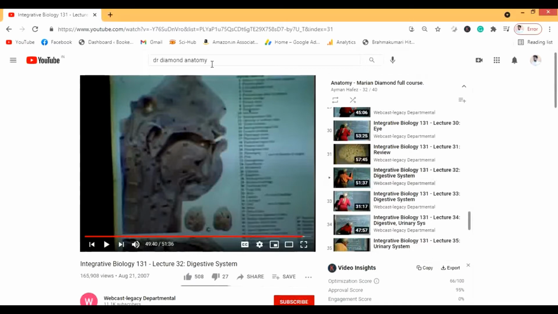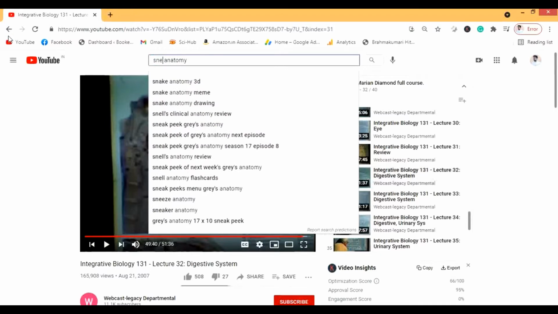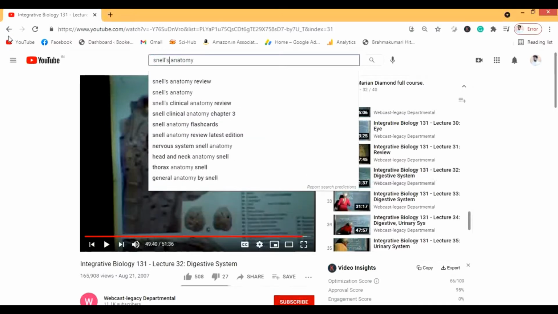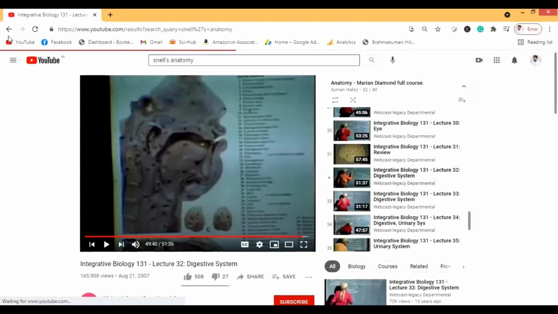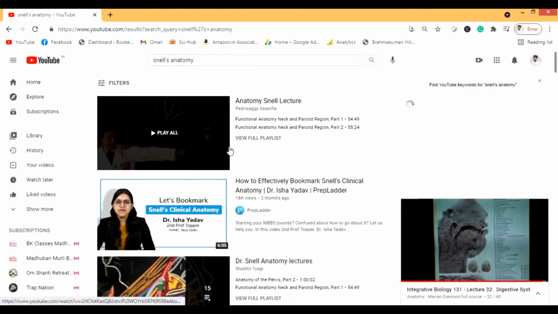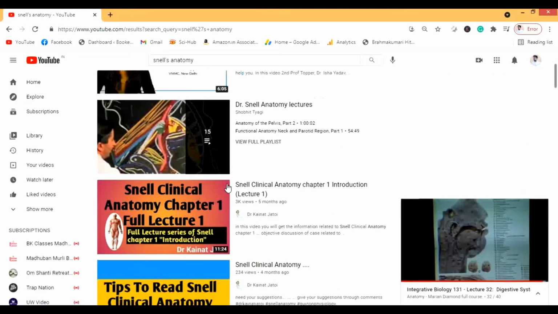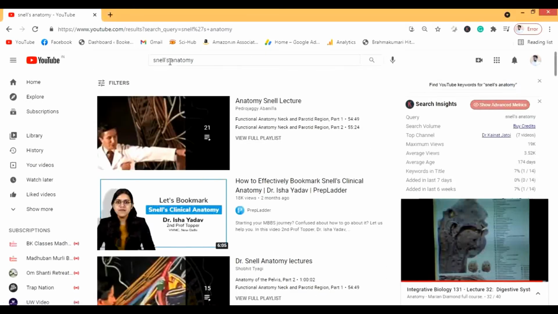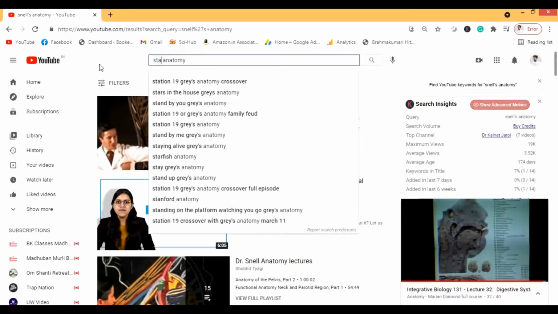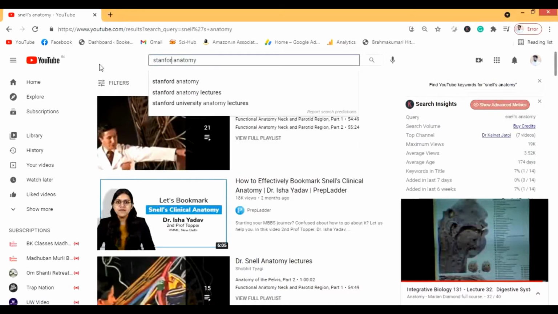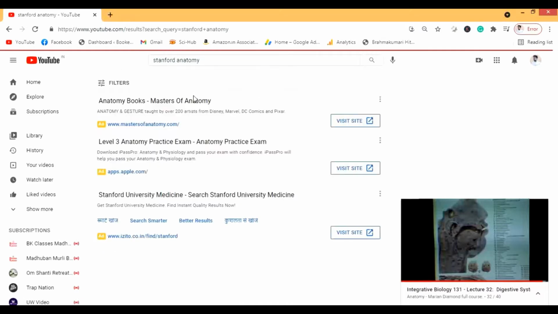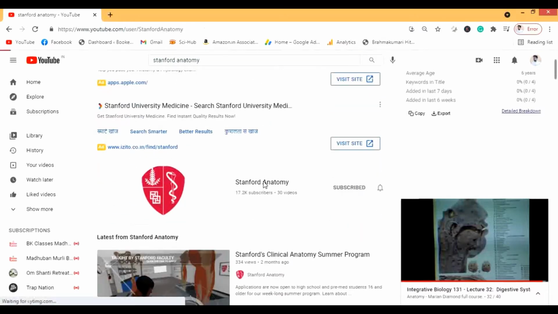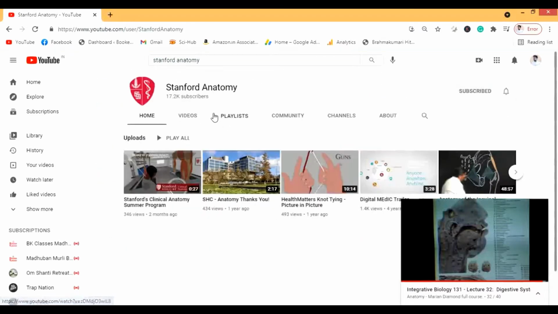Another course I'm going to show you for anatomy is Dr. Snell's. So let me show you. So Snell's Anatomy. If you go to Snell's Anatomy, these are the Snell's lectures. These are actually from Stanford. So let me go straight to Stanford's Anatomy. Stanford Anatomy lectures. Hello, and this is the course for Stanford Anatomy. Since this is Stanford's clinical summer program, this is recent.